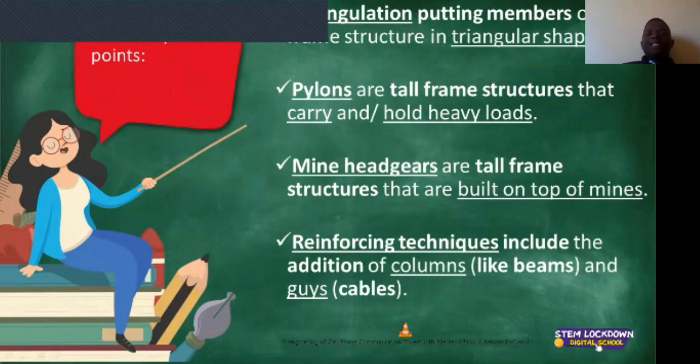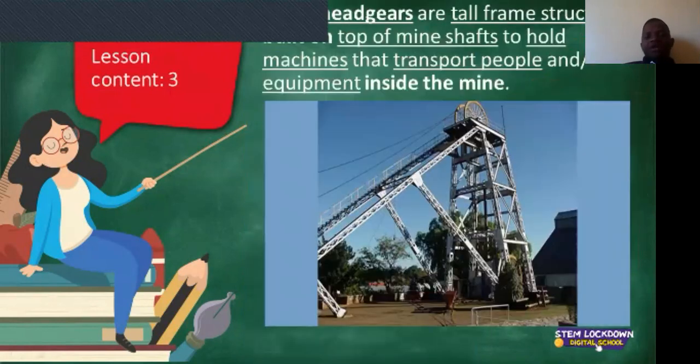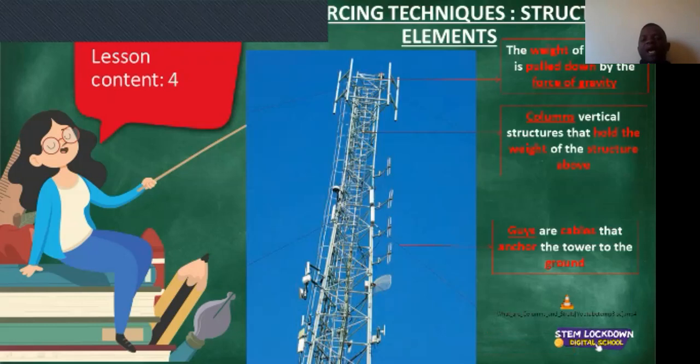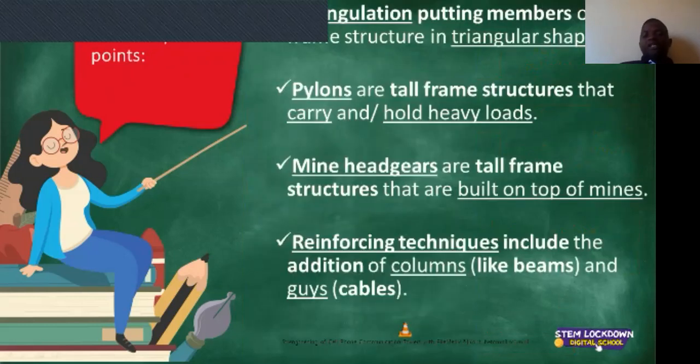All right. So what did we speak about today, ladies and gentlemen? Today we spoke about triangulation, and we said triangulation is putting members so that they form a triangular shape. We made an example. I am going back to the slide so that people can understand, of a square frame, which is weak because if you squash or press or compress the two parts of it in the same direction, it will actually break that square. However, if you add a cross piece, you will find that that square will become strengthened. So that is what triangulation is. And then the second part, we spoke about pylons. We said these are tall frame structures that carry or hold heavy loads.